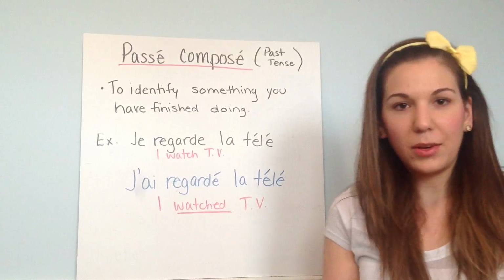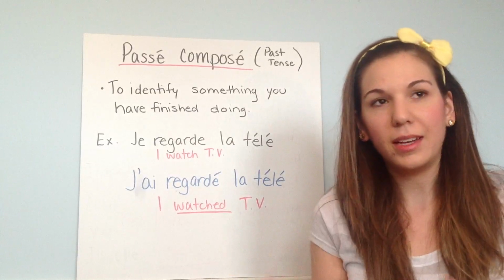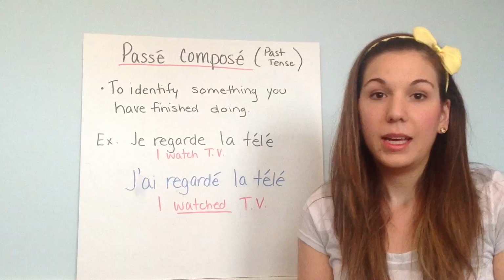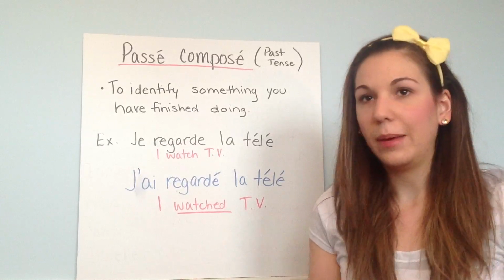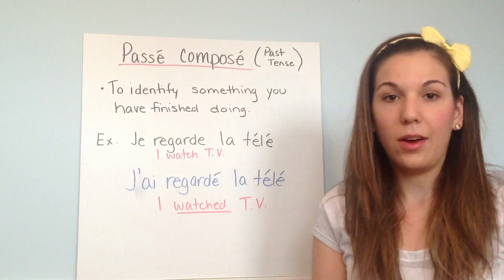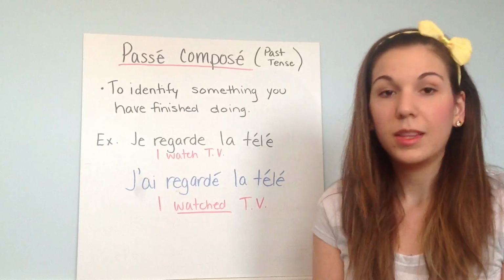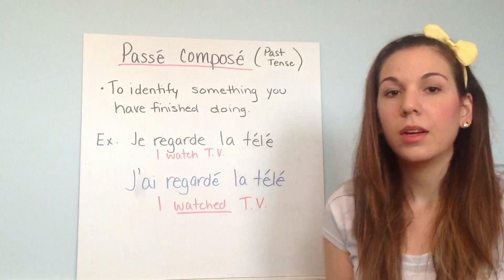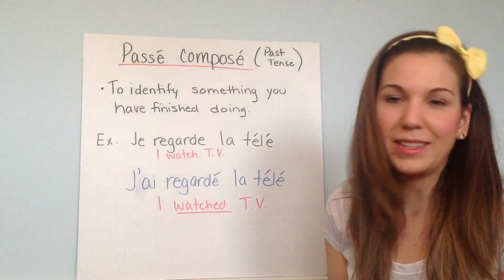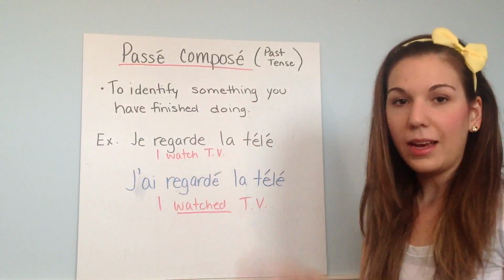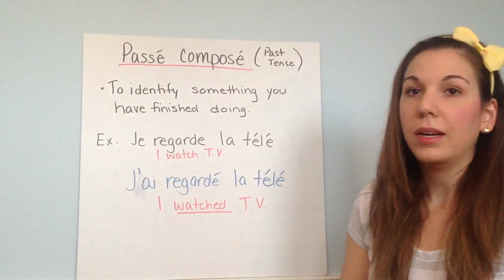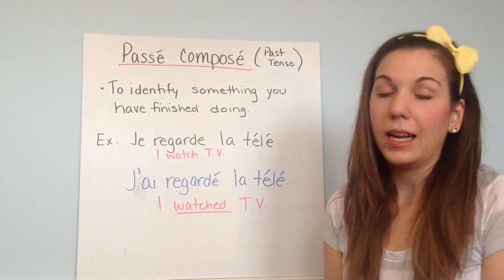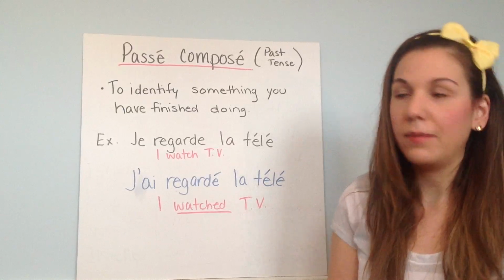So what is passé composé? It's actually how to say something that you've finished doing in the past. So for example, in English, if I'm saying right now I'm talking or I talk, the past tense of that would be I talked with an ed at the end. So let's go over another example. Je regarde la télé, I watch TV, would become j'ai regardé la télé, I watched TV.